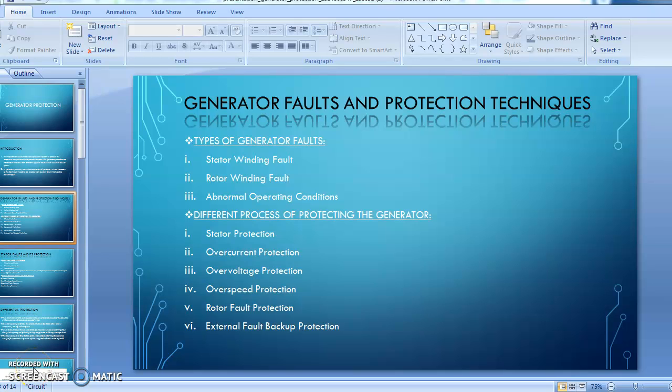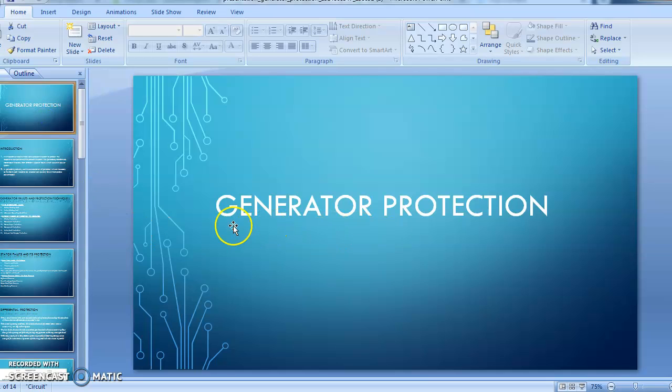Today our topic of study is generator protection. As I am showing you in the slide, the first slide of our topic, that is generator protection.